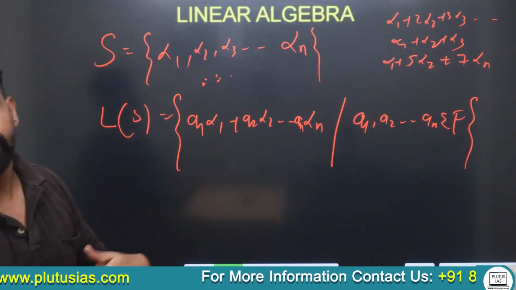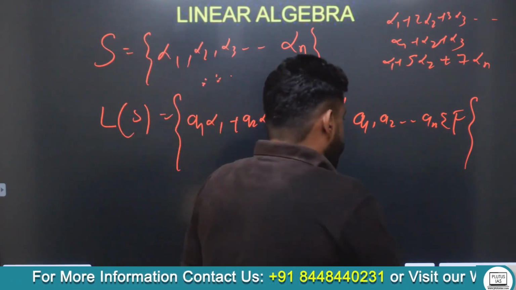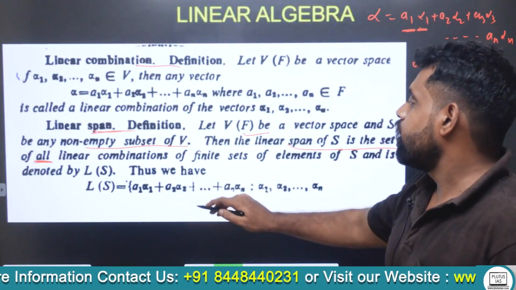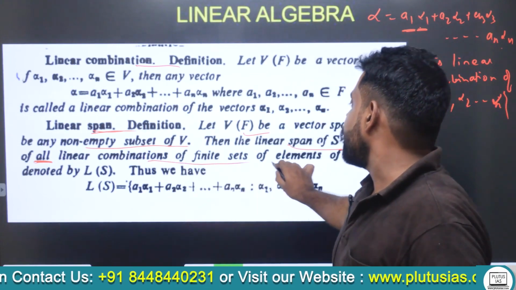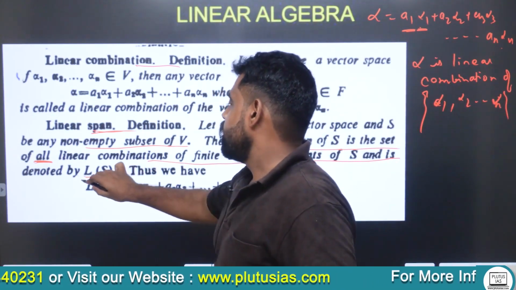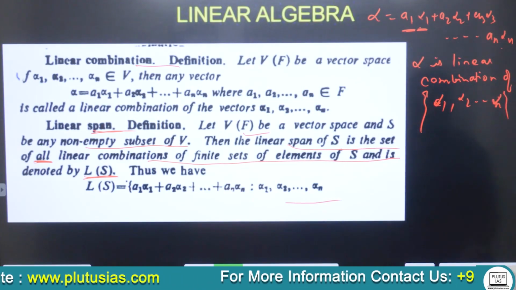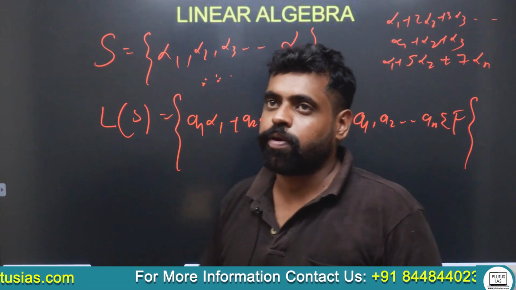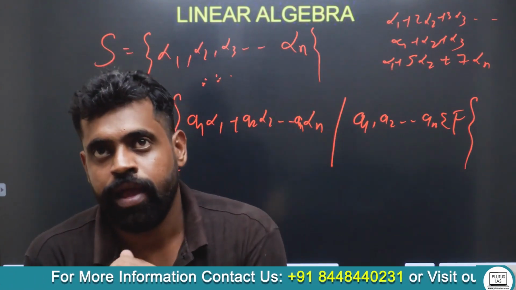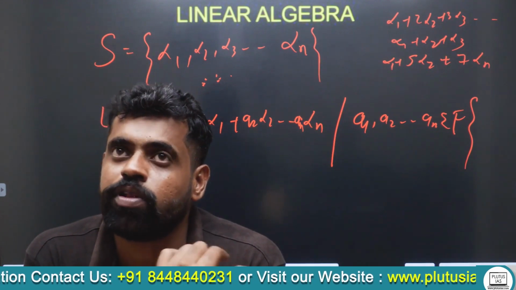Okay, and this is called LS. So what is the definition? That all the linear combination of finite set of elements of S is denoted by LS. Thus we have LS is equal to this. Are you clear with the concept of linear span? If not, please say now only, because now we'll build up on this only.